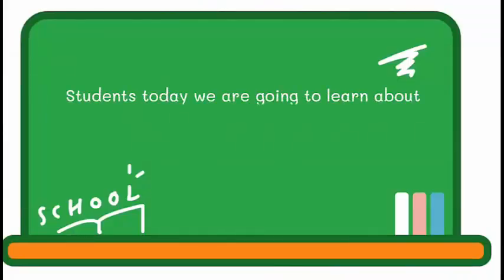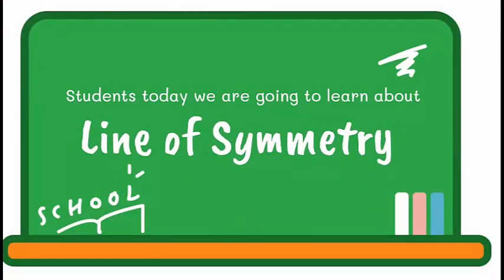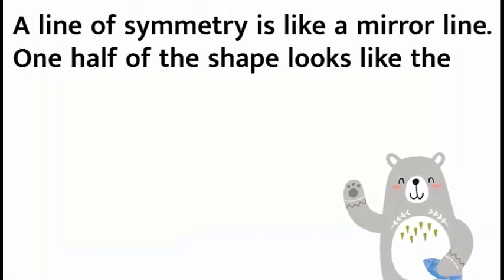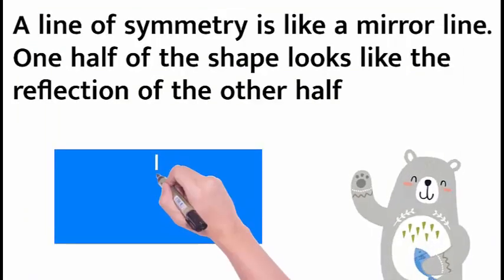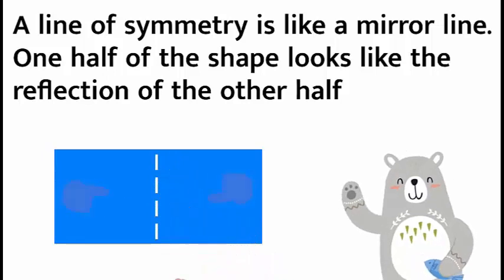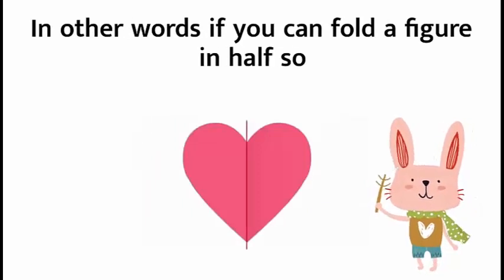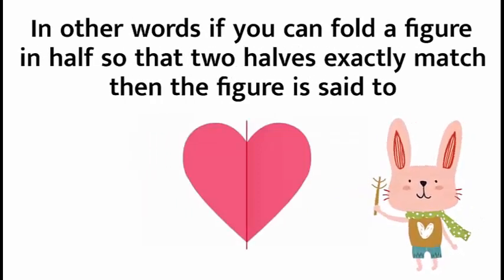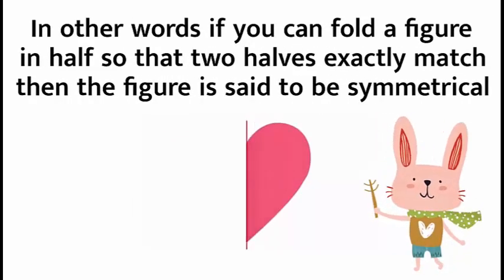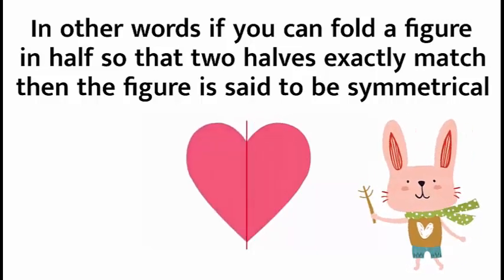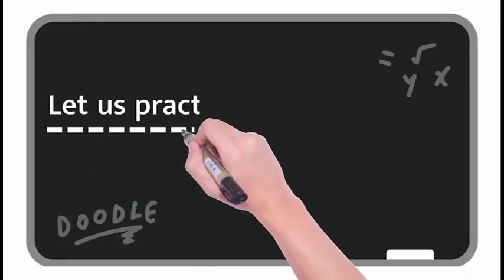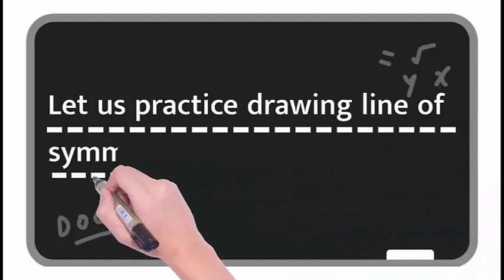Students, today we are going to learn about line of symmetry. A line of symmetry is like a mirror line. One half of the shape looks like the reflection of the other half. In other words, if you can fold a figure in half so that two halves exactly match, then the figure is said to be symmetrical. Let us practice drawing line of symmetry for different figures.